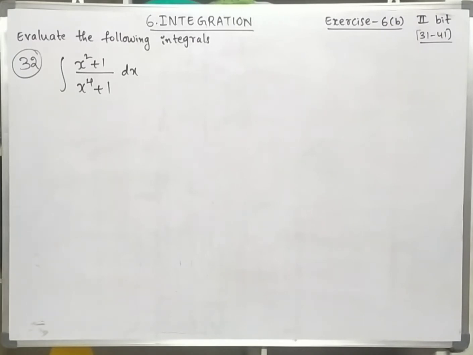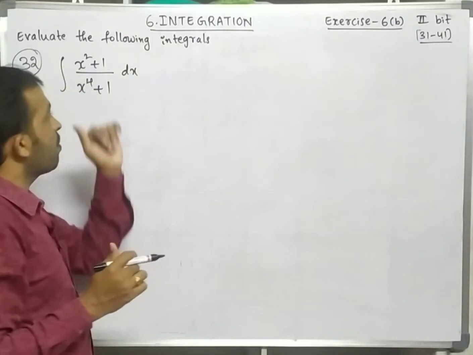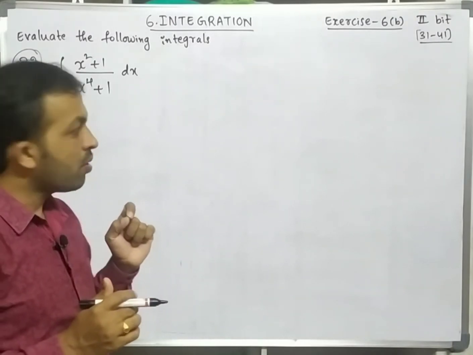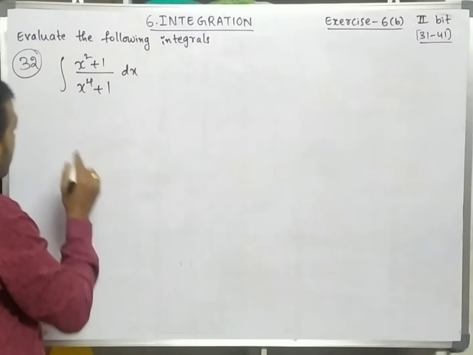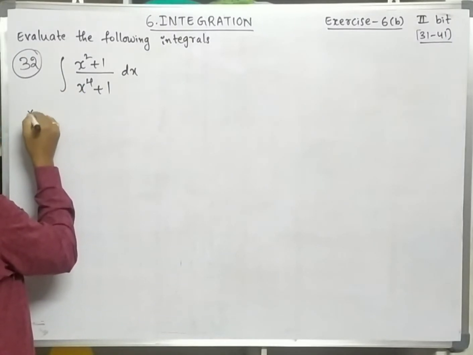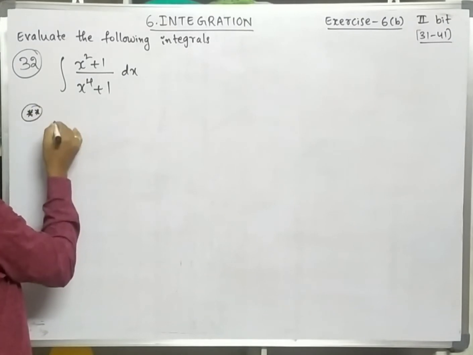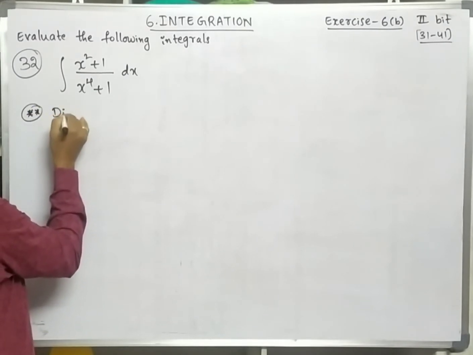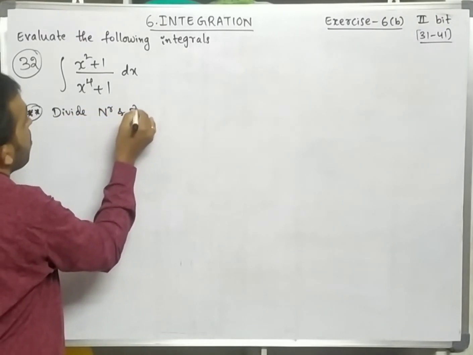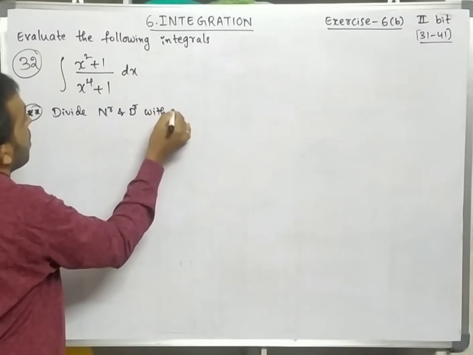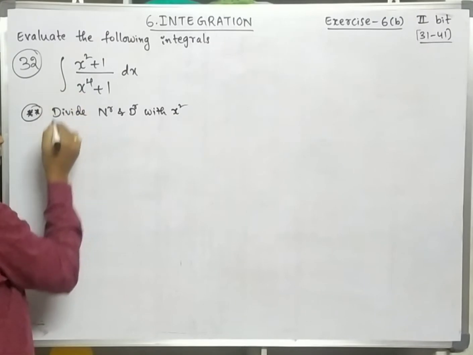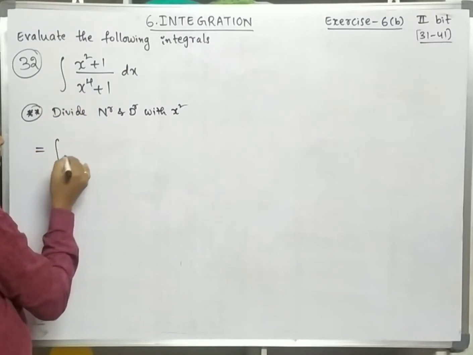Next problem, integration of (x square plus 1) by (x to the power of 4 plus 1) dx. This is also a somewhat different problem. Here the first step is an important step: divide the numerator and denominator by x square.